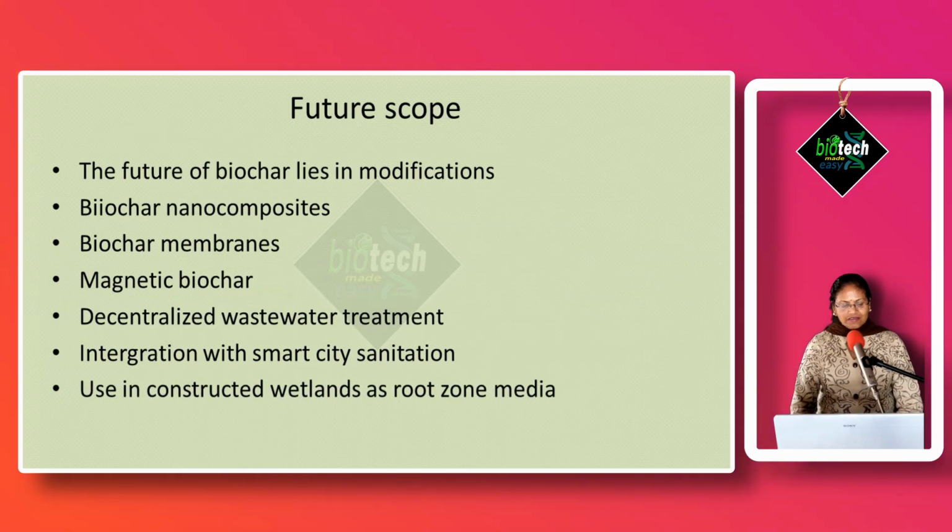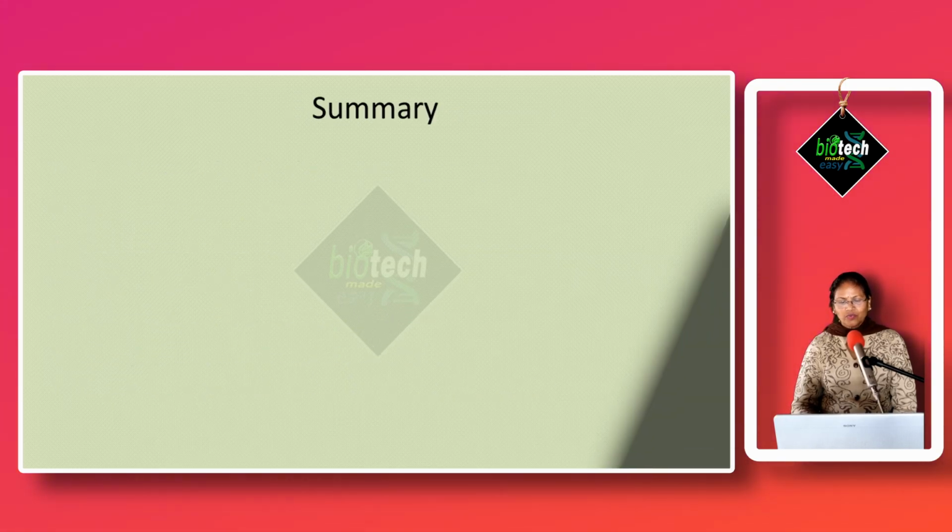And the last one is the use in constructed wetlands. In natural wetlands also, lots of wastewater treatment takes place, because there are different types of plants, and soil is there, sand is there, so microorganisms are there. So here also the same thing is used, but this is a constructed or man-made one. So that can also be one of the future scope.